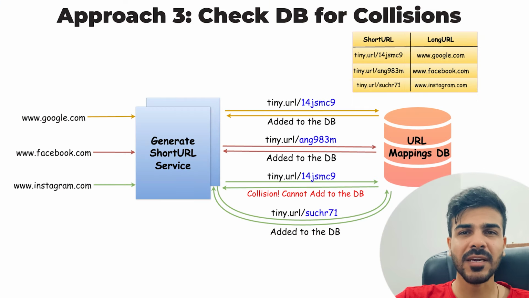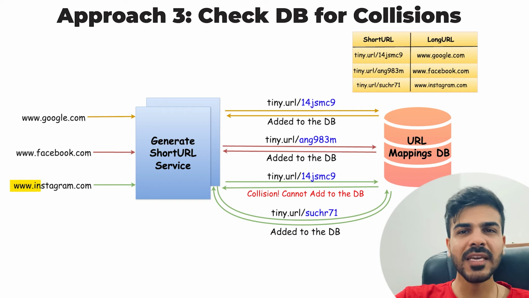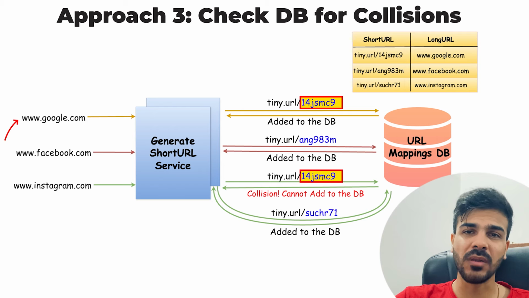As you can see in the diagram, Google generates 14JSMC9. No collision, add it to the DB. Facebook generates ANG983M. Again, no collision, add it to the DB. Instagram generates 14JSMC9. It's a collision. Now in this case, Instagram generated the same short URL as Google.